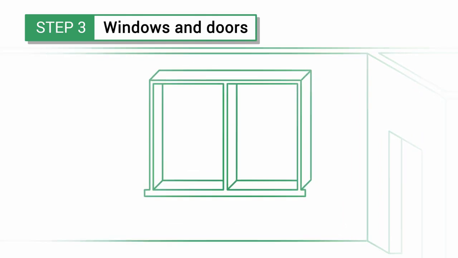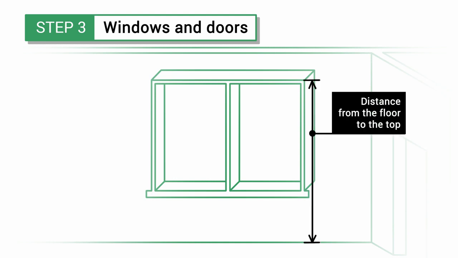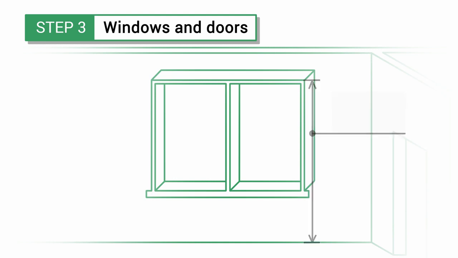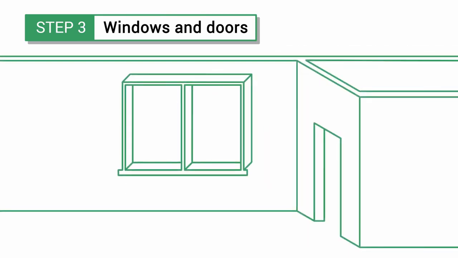Step 3. Windows and doors. Measure the height and width of window openings, as well as the distance from the floor to the top of the door opening. Check the sloping depth. It should be the same. Define in which direction the window opens. It will help to properly arrange the space by the windows. This is where you will need a compass.